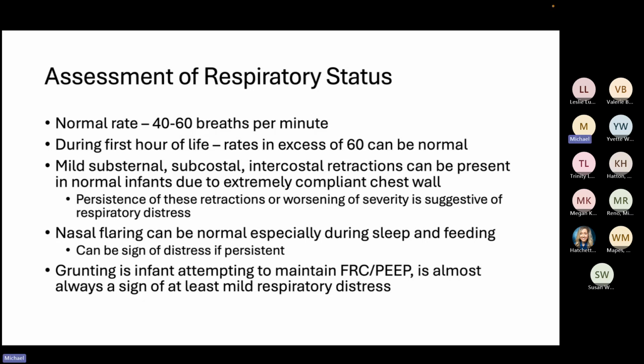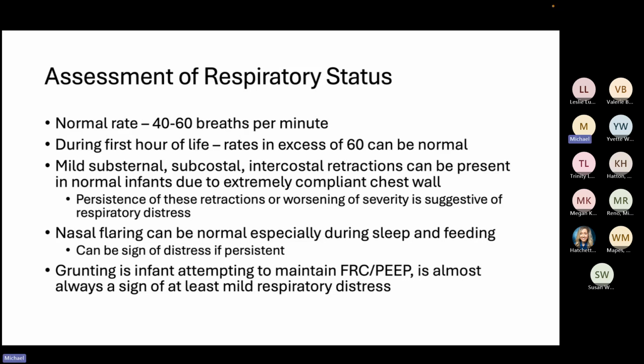And it's really due to an extremely compliant chest wall. Even term babies, and this is more so the case in preterm babies, are not born with fully developed connective tissue, and so their chest wall moves quite a bit. And so what can be normal breathing can sometimes look somewhat abnormal if you compare it to a baby who's a few weeks old or a few months old. However, persistence of these retractions or worsening of the severity is suggestive of respiratory distress, so abnormal respiratory status. Again, nasal flaring can be normal, especially during sleep and especially during feeding. And again, if it persists, it can be a sign of distress.